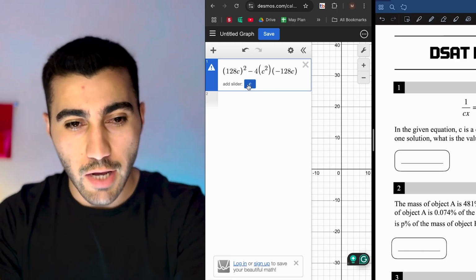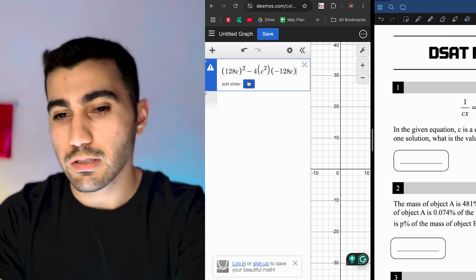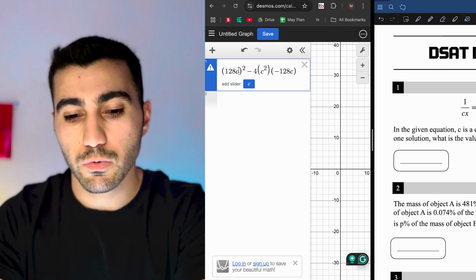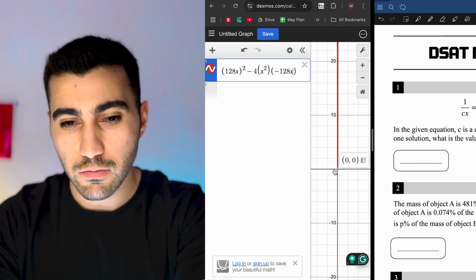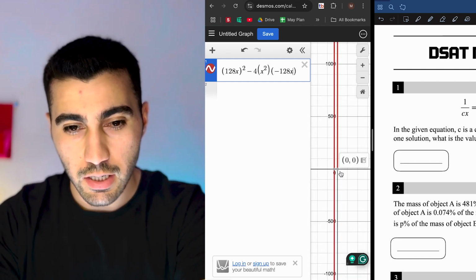Now, it's not working. I have to add a slider, but I'm not going to add a slider because Desmos doesn't know what c is. That's why it's not working. So rather than c, we have to put x's here, okay? Now we see the equation, right? Let's zoom out. There we go. We see the line, we see the equations.